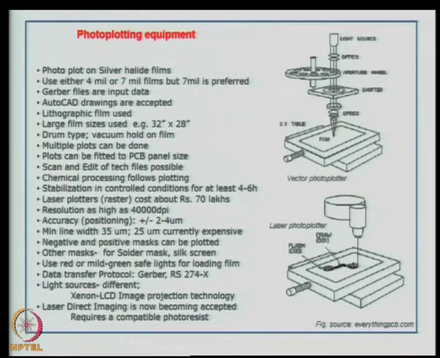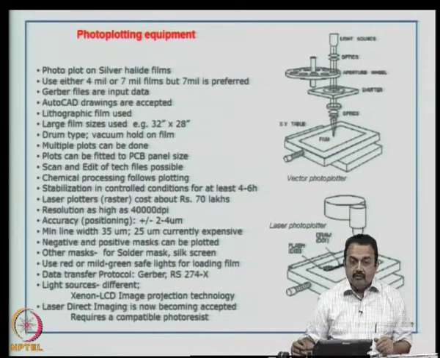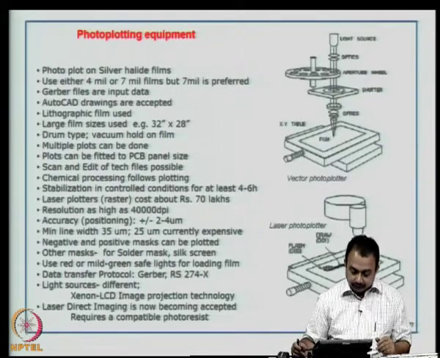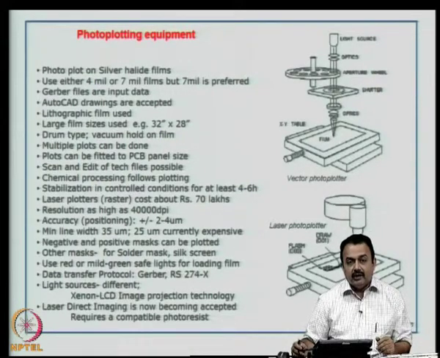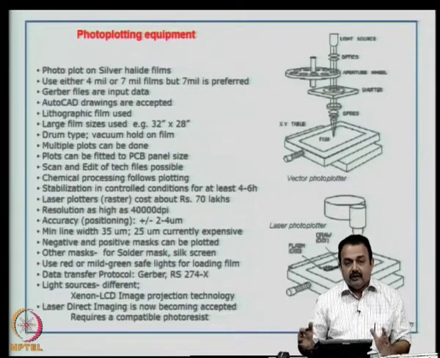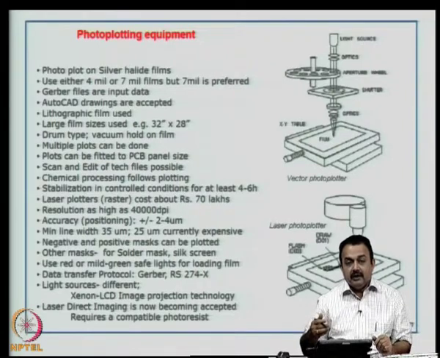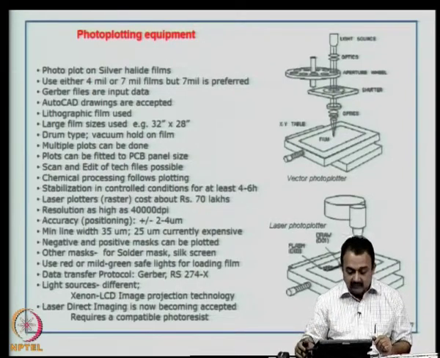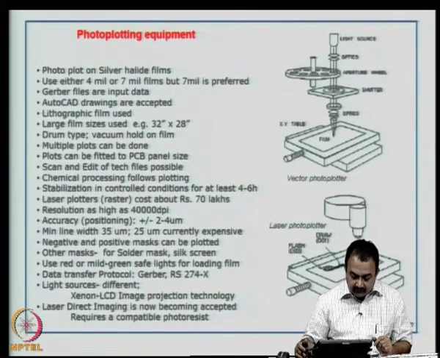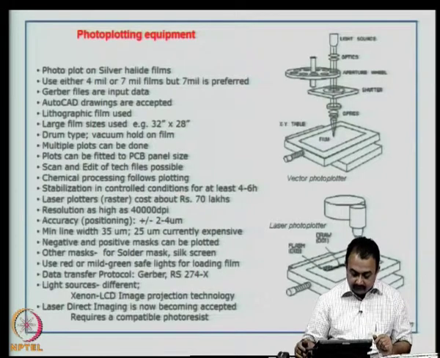You can directly create negative and positive masks. Other masks for solder mask and silk screen can be generated. You have to use red or mild green safe lights for loading the photographic film, because otherwise, if you have white light, the material will be exposed to white light and then the material will be degraded. So, you have to use the recommended red safe light in the lab where you are using the photoplotting equipment, and this continues for loading the film and until the photographic chemical process is complete. The data transfer protocol is typically Gerber RS274X.